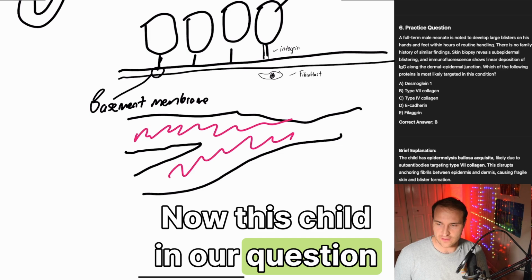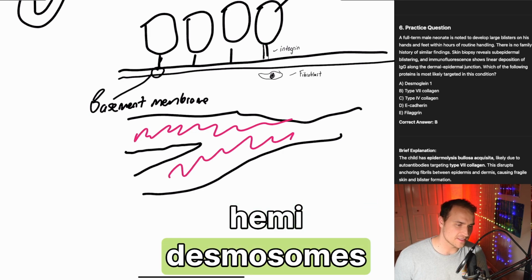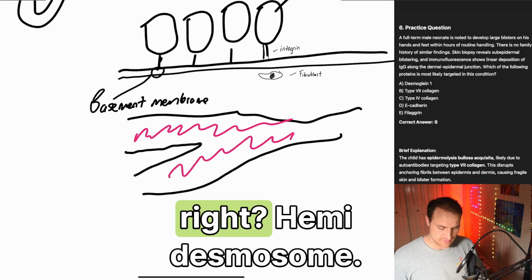Now, this child in our question stem has epidermolysis bullosa acquisita. It's due to the target, type 7 collagen. Now, epidermolysis bullosa, it's when you have antibodies that are targeting these anchoring fibrils. And this would include your hemidesmosomes. And what I want you to think about, I have another video about this, but hemidesmosome starts with H, right?